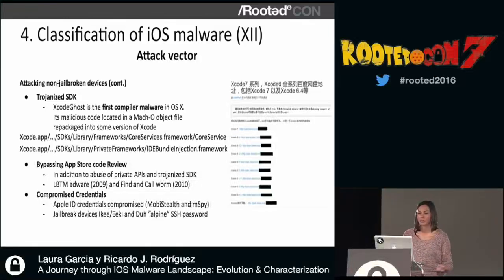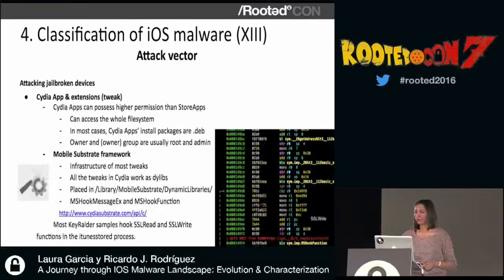Find and call, a worm that would steal the addresses from your contacts. And LBTM adware. About compromised credentials, I wanted to talk about this because this was the EKI worm scanning the net to find jailbroken phones that wouldn't have any change in their default password. They would upload a photograph of Rick Astley, among other things.